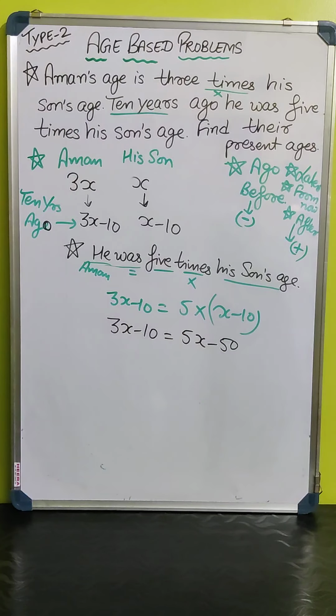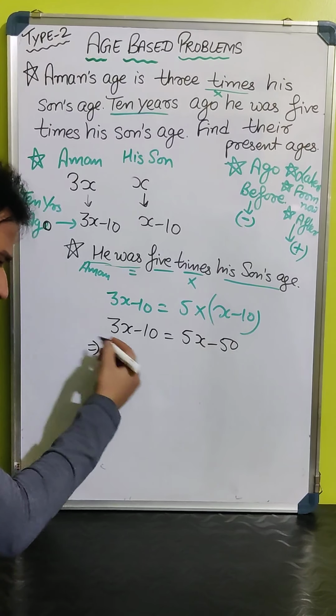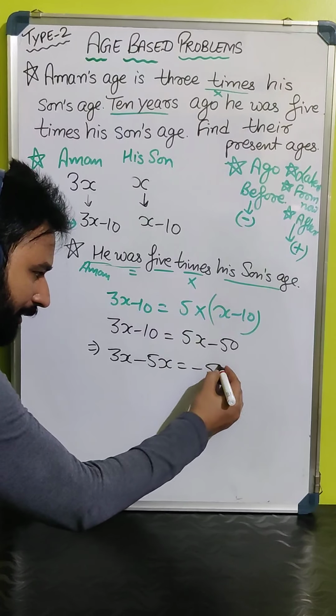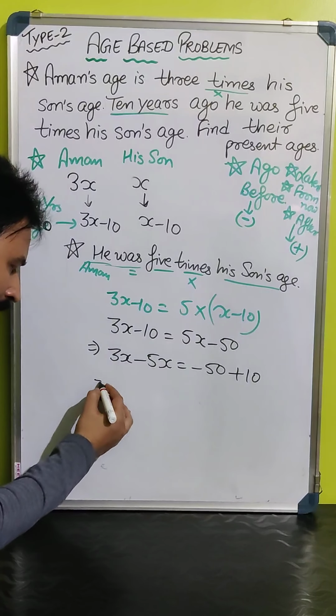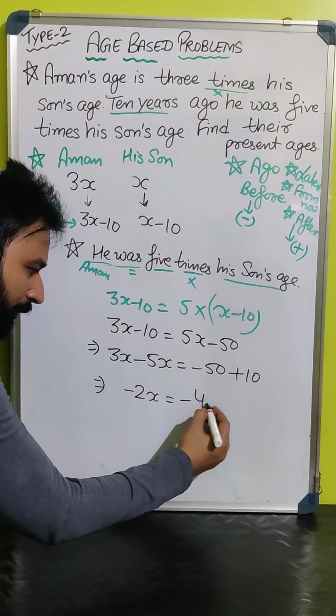So now take the variables on one side and constants to the other side. You will write 3x. Now take 5x to the left hand side. It will be minus 5x. Minus 50 is there. Take the 10 to the right hand side. It will be plus 10. Now it is minus 2x is equal to minus 40.